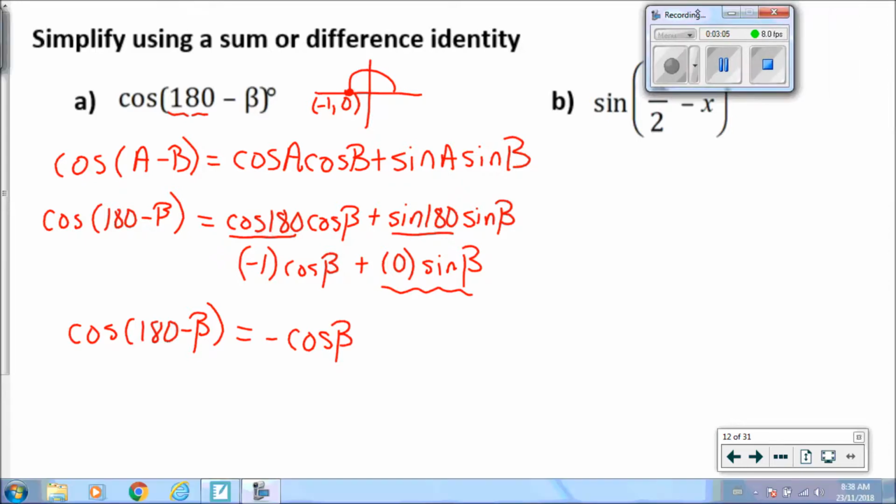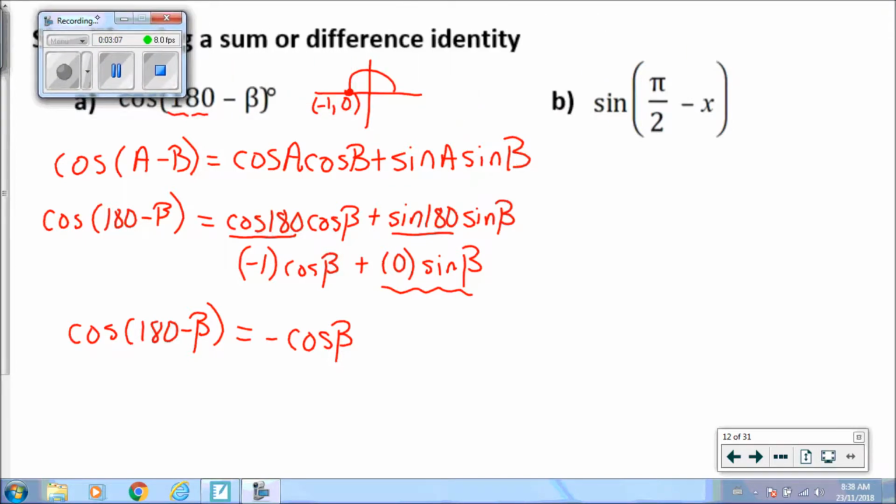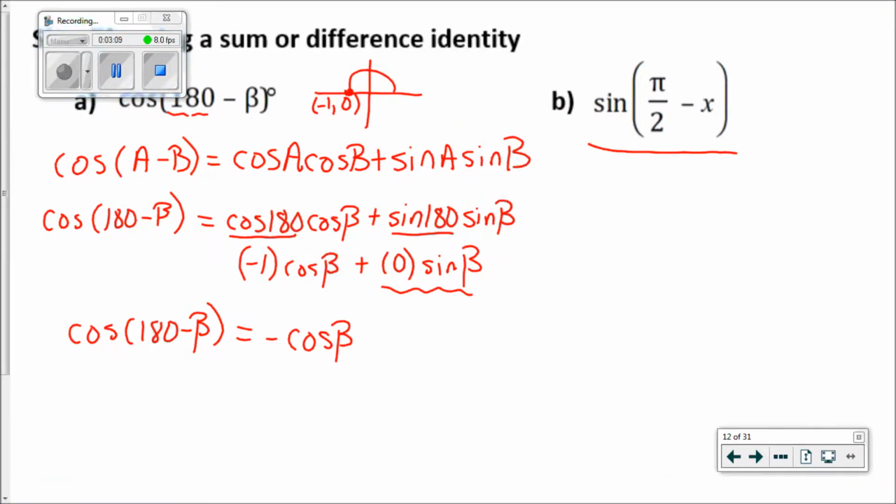So if you look over to this side, the sine of pi over 2 minus x, I'd like you to identify the identity that we're going to use in this case and try and solve it. So this would be a good point to pause the video and try that one out.